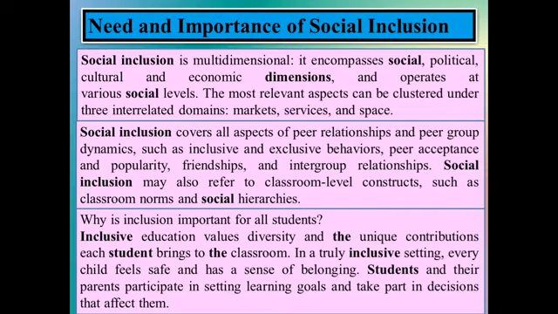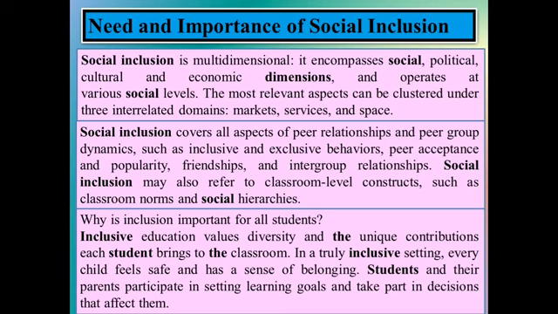Social inclusion is multidimensional. It encompasses social, political, cultural and economic dimensions and operates at various levels. The most relevant aspects can be clustered under three interrelated domains, that is market, services and space. Market means labor, workplace; services like education services, health services, etc.; spaces like political, physical, etc.